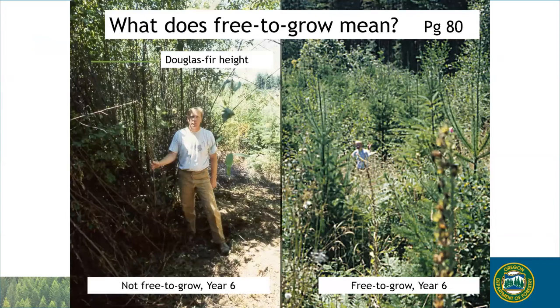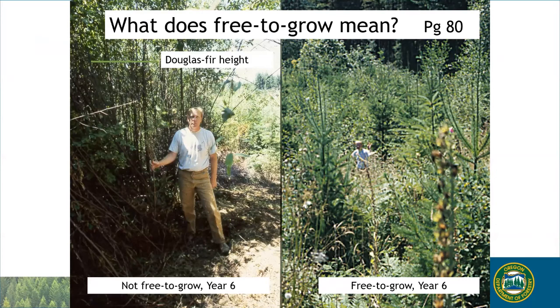And so finally, free to grow. Free to grow, I kind of talked about it, but it means the trees on site are healthy and of good vigor and form and are likely to continue growing, and they are not overtopped by other vegetation.